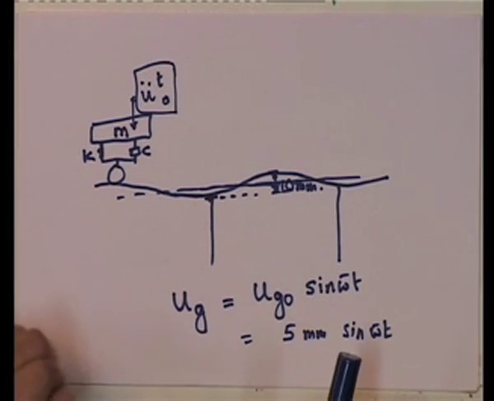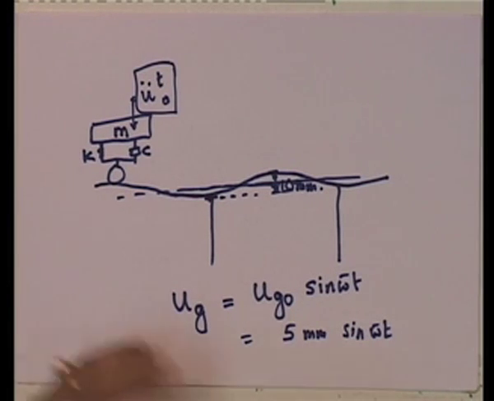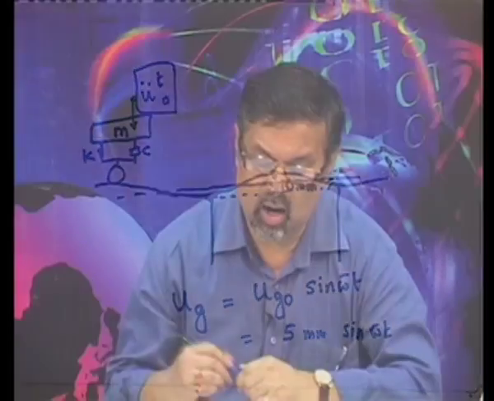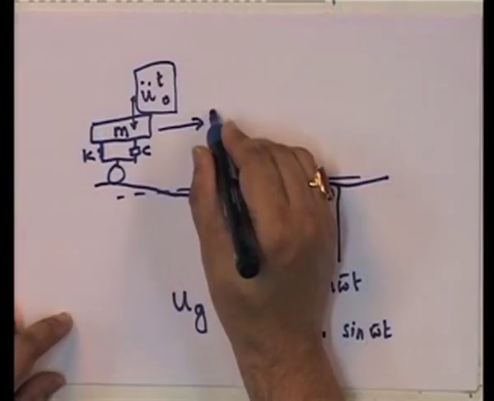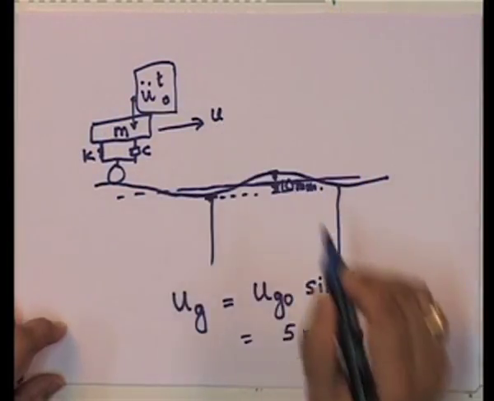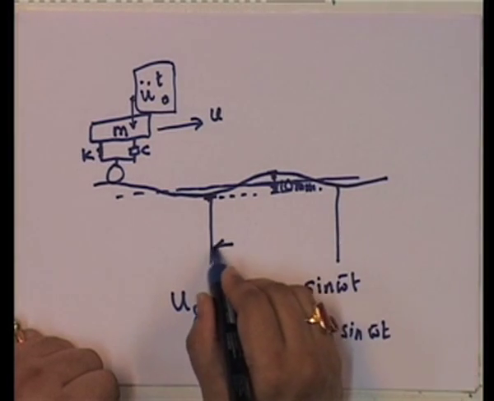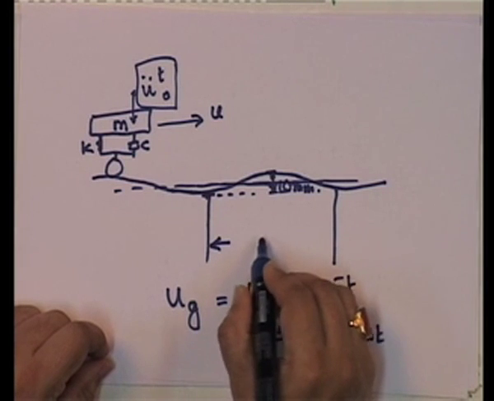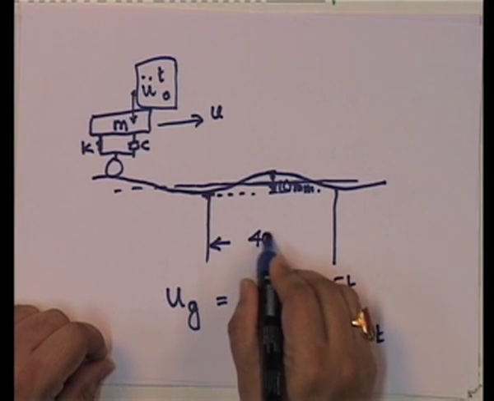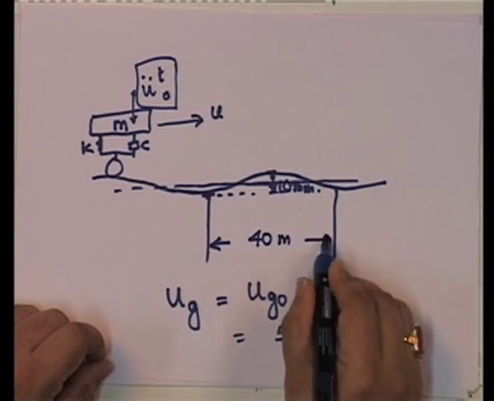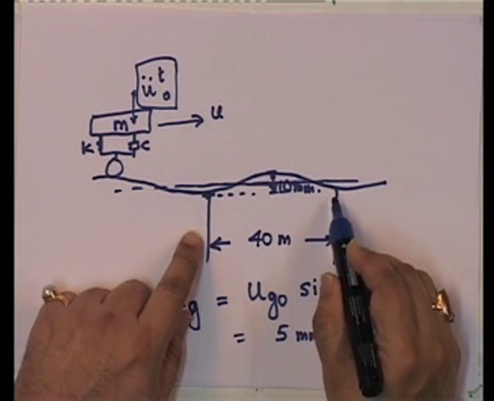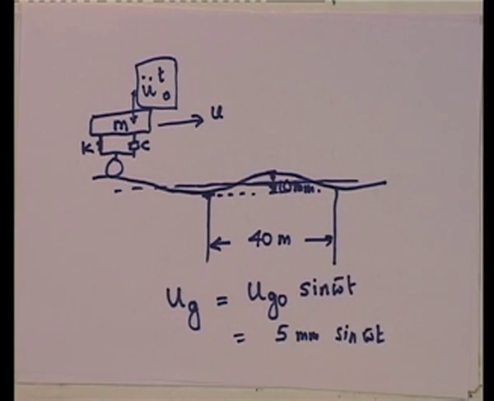We have defined the problem. Now, what is the question? The question is, well, the car is moving at a particular velocity. Okay? And the other thing is that this distance is, let us say, 40 meters, the spacing between the two piers. What does that give me? Can anyone tell me what that gives me?